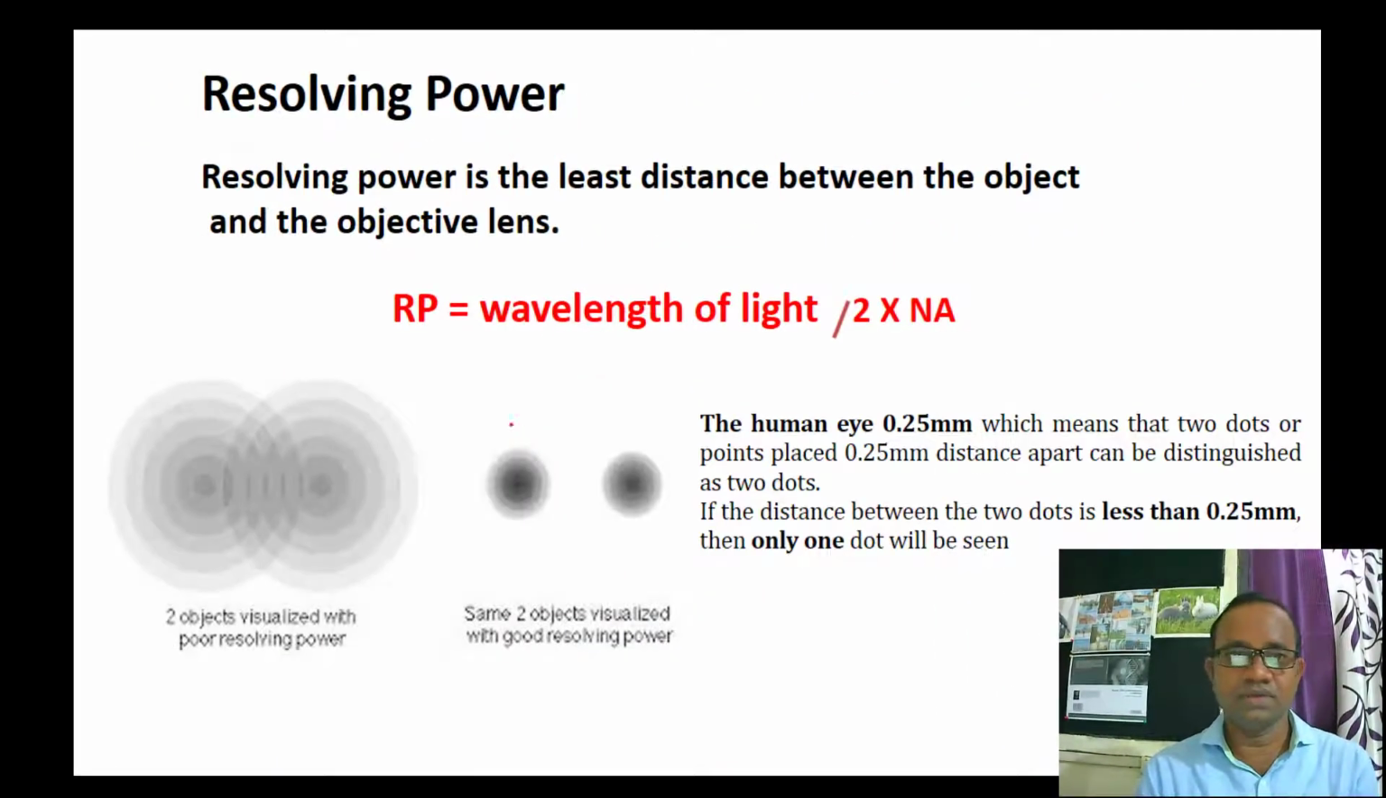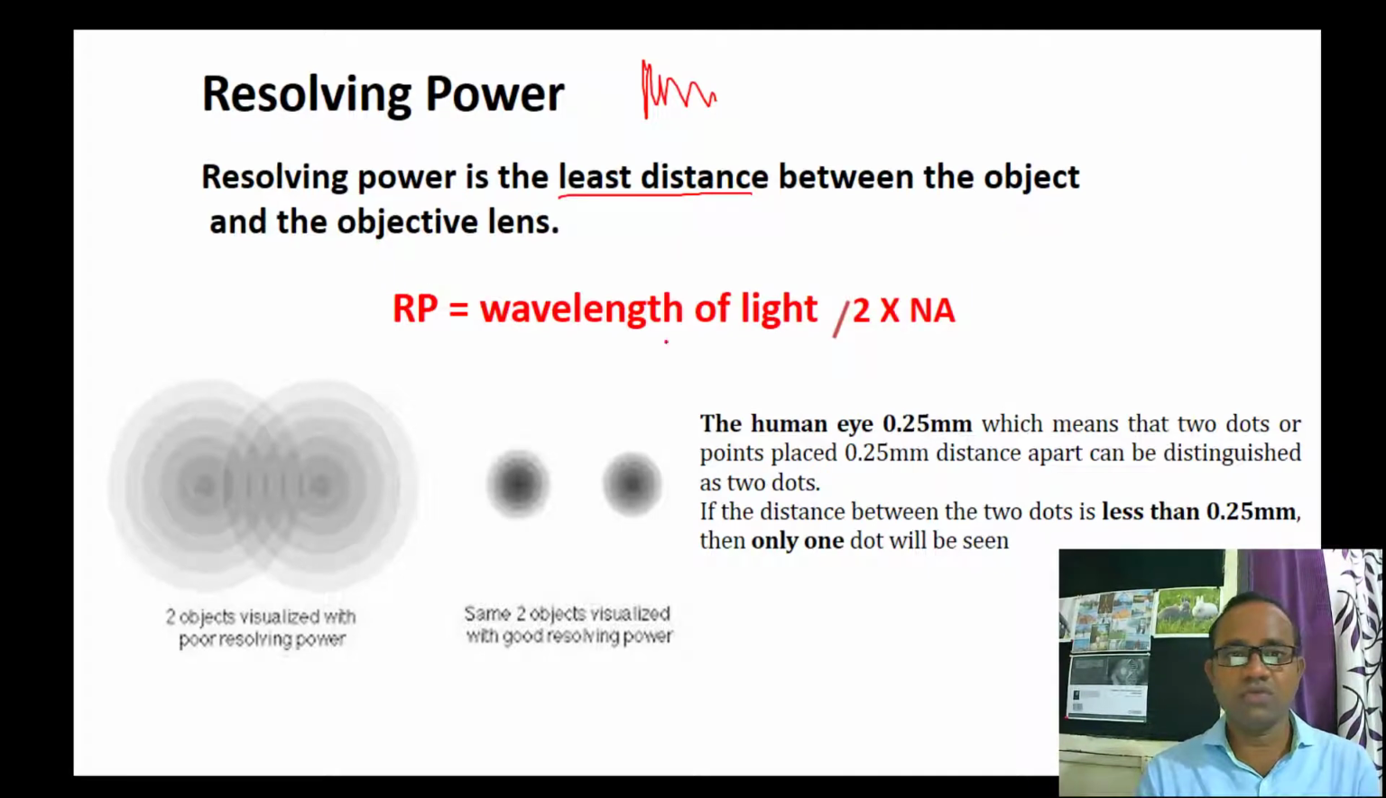Resolving power. Now this is the most important part of a microscope. Now what is resolving power? It is actually the least distance between the object and the objective lens. That means the object or the bacteria placed on the glass slide, and the objective lens. So it is the distance of the bacteria between the objective lens and the stage, right?